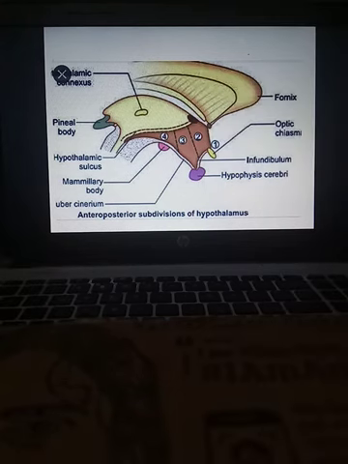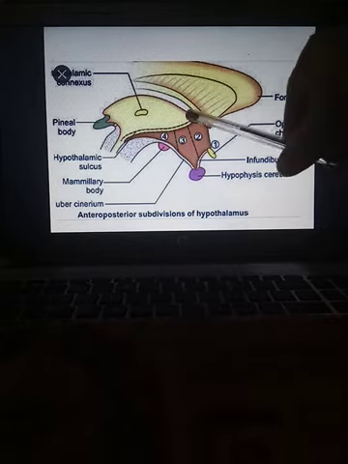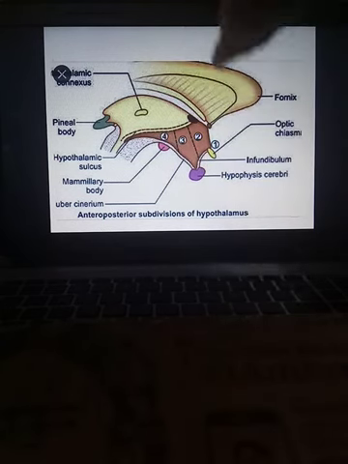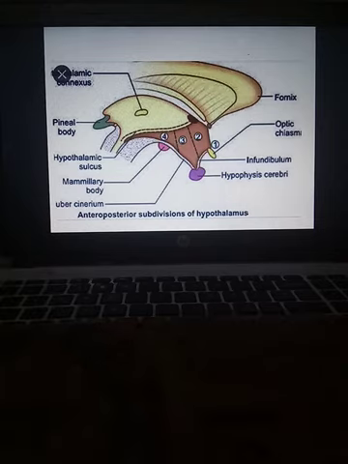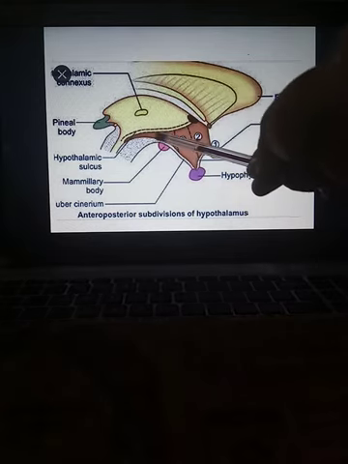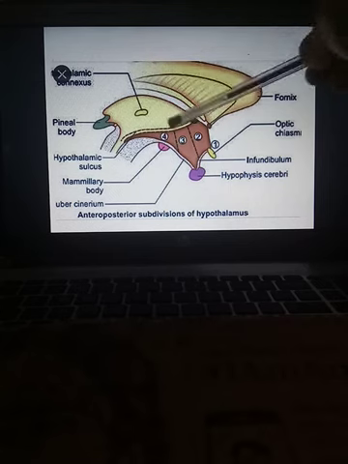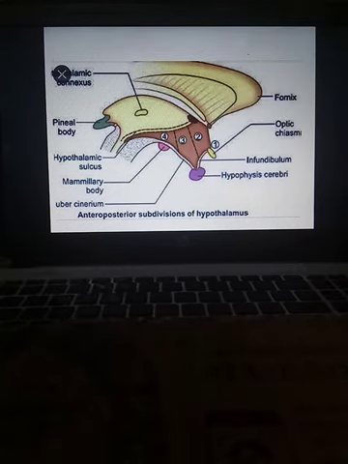If we talk about the boundaries, laterally it will be in contact with the internal capsule. If we lift this portion, behind it laterally you will have the internal capsule, which comprises your caudate and the lentiform. If this is your hypothalamus and we take it off, lateral to it will be the internal capsule.